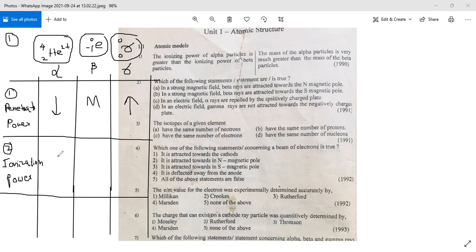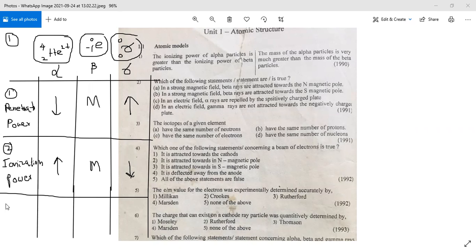So ionizing power is highest in alpha because it's the biggest particle here. Its momentum is very high. Beta, again medium. Gamma has the least. Gamma is not even a particle. It's just electromagnetic radiation. Ionization power of gamma is least.